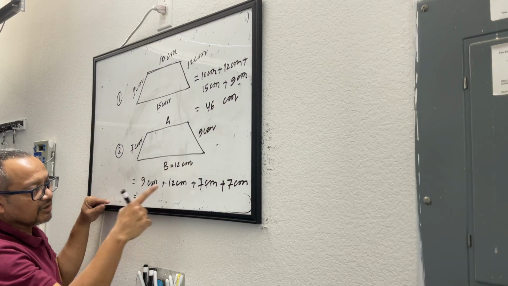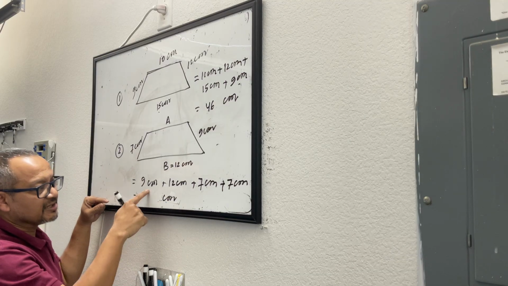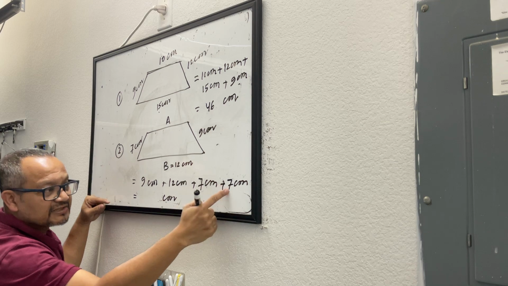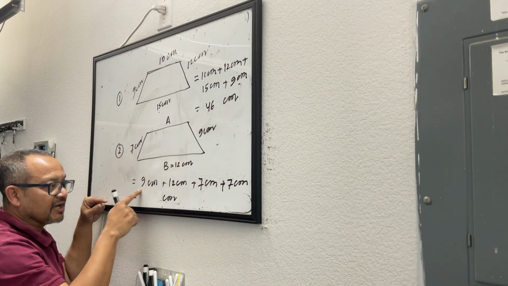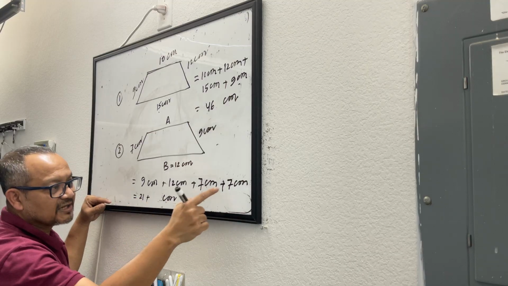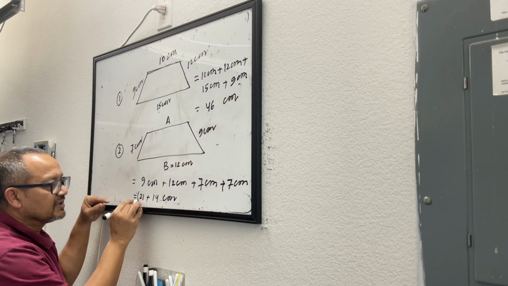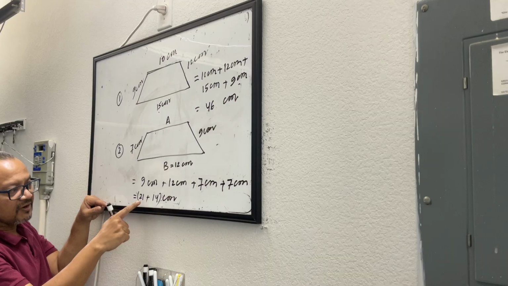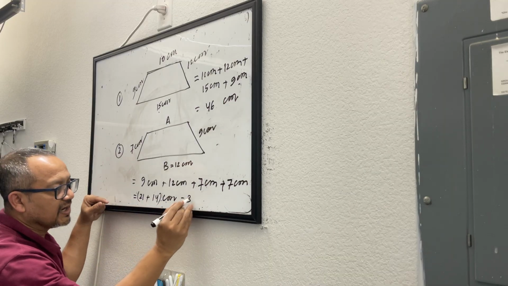What do I do? This is all in centimeters, so I am writing centimeter towards the end. 7 plus 7 plus 12 plus 9. 12 plus 9 is 21. Plus 7 plus 7 is 14. 21 plus 14 will give me 35 centimeter.